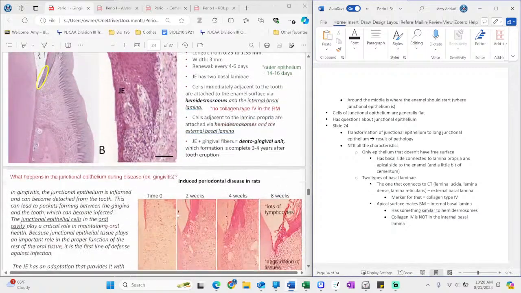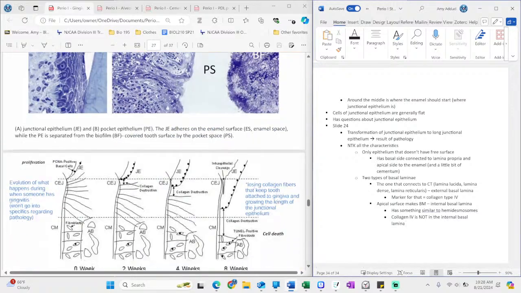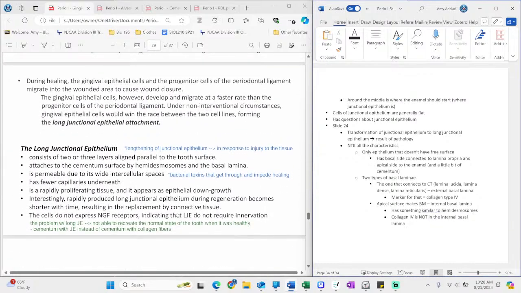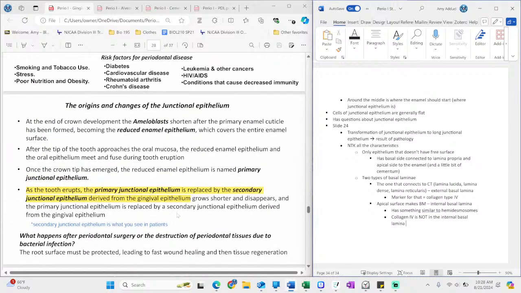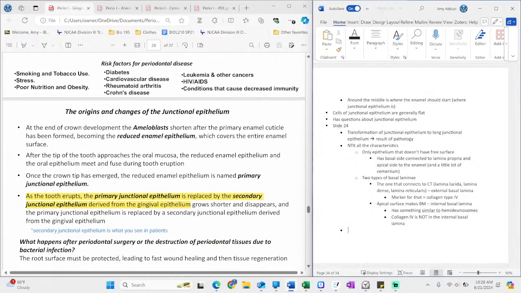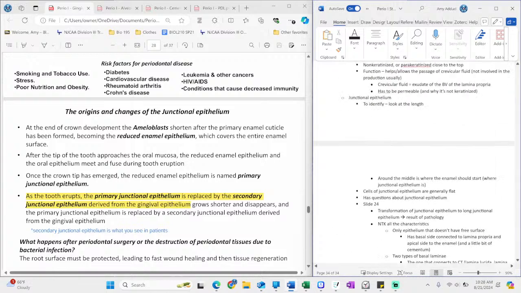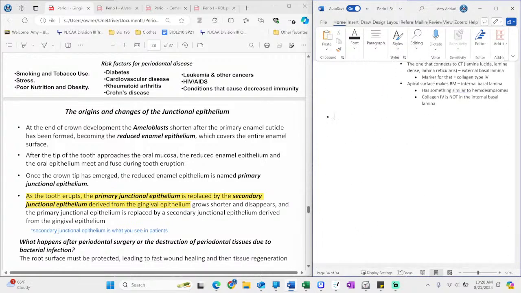the development of the junctional epithelium, okay? So the embryonic origin of the junctional epithelium is the reduced enamel epithelium. So originally, the primary junctional epithelium are the ameloblasts that stop producing enamel.